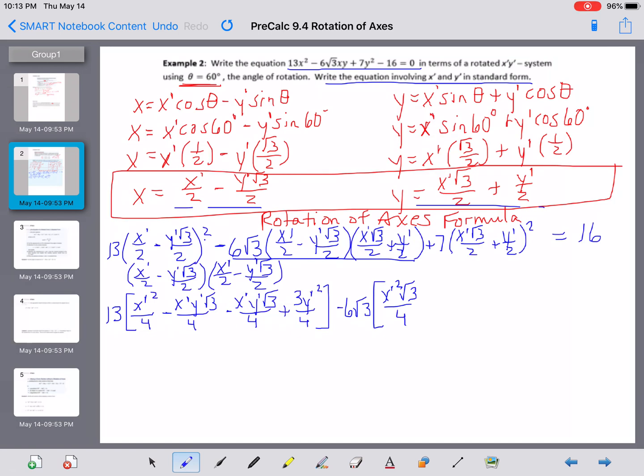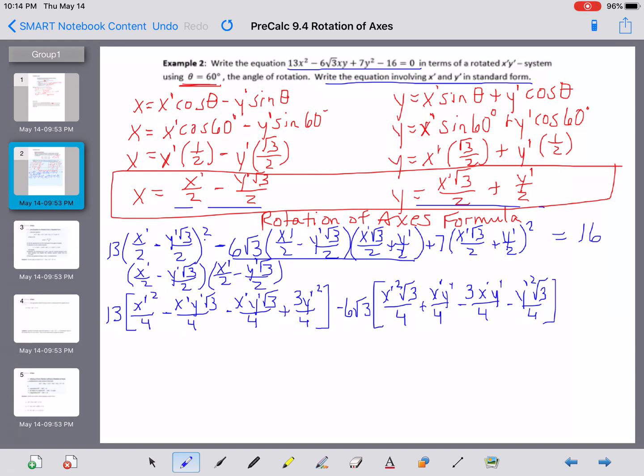Okay, outsides, x prime over 2 times y prime over 2 will give me a positive x prime y prime over 4. Insides, because I have two radical 3's, by the way, that's going to be negative because one's negative, one's positive. So I'm going to get negative 3x prime y prime over 4. And my last two is going to give me another negative y prime squared radical 3 over 4. All right, that's my second big term there.